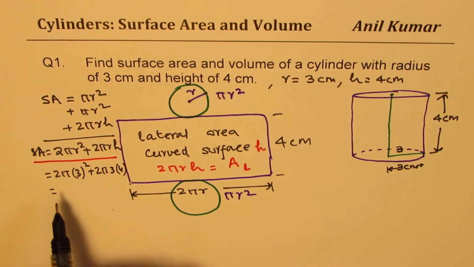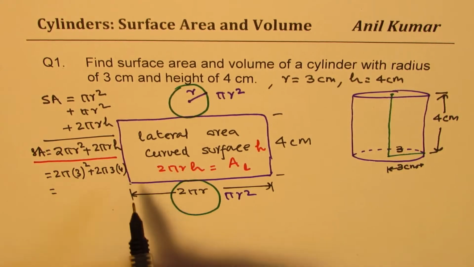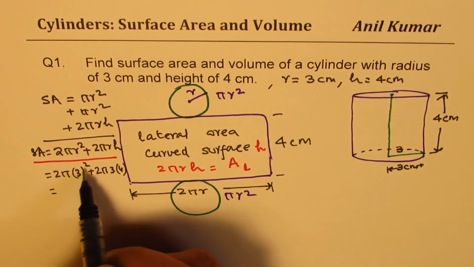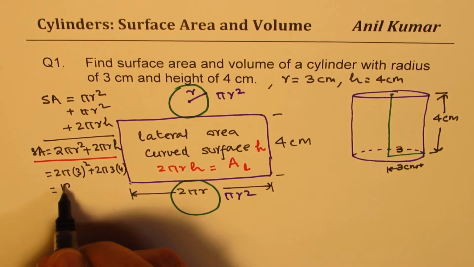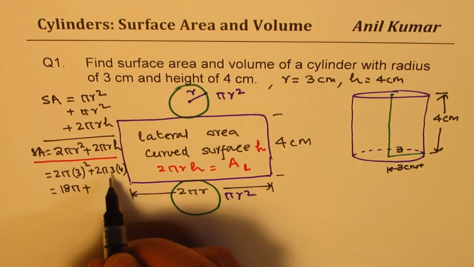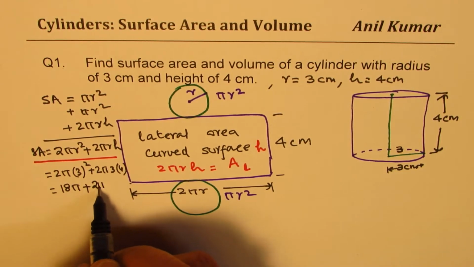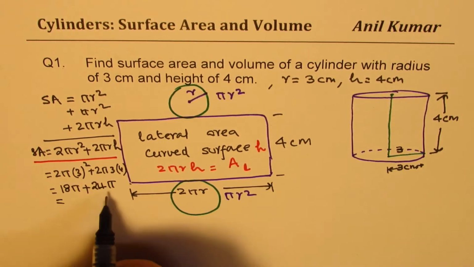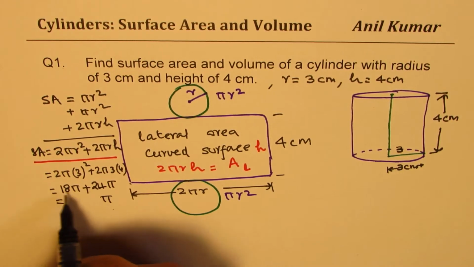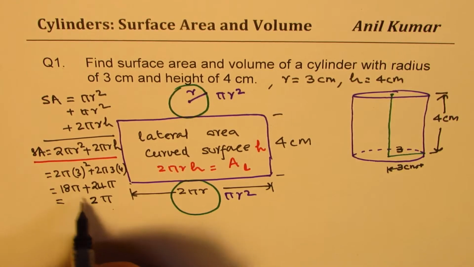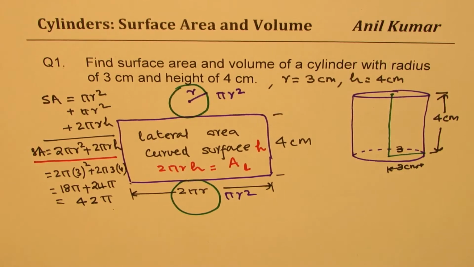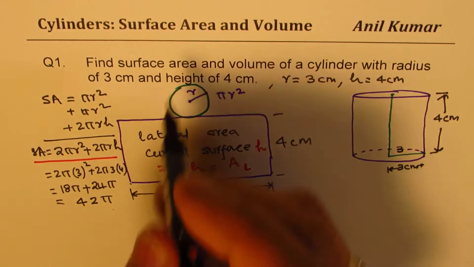Now it's not a bad idea to use pi as pi. Sometimes we get the exact value. 3 square is 9, 9 times 2 is 18, gives you 18 pi, plus 3 times 4 is 12, 12 times 2 is 24 pi. And adding these, 18 plus 24 is 42 pi. So that is what you get, 42 pi, and pi value being 3.14.